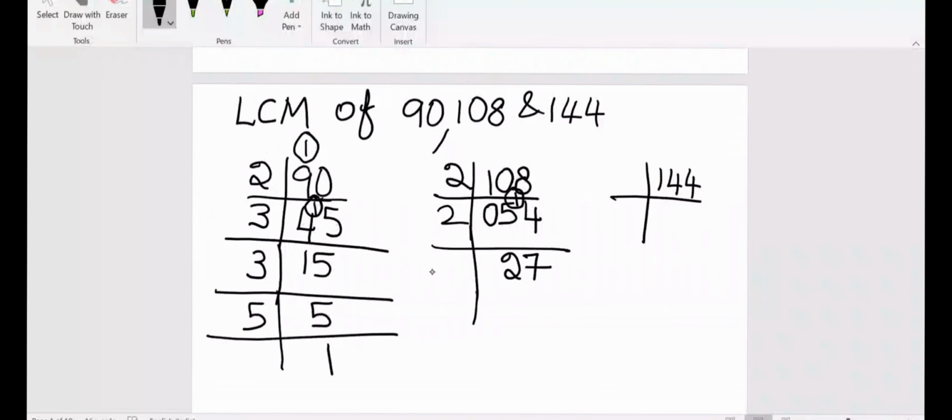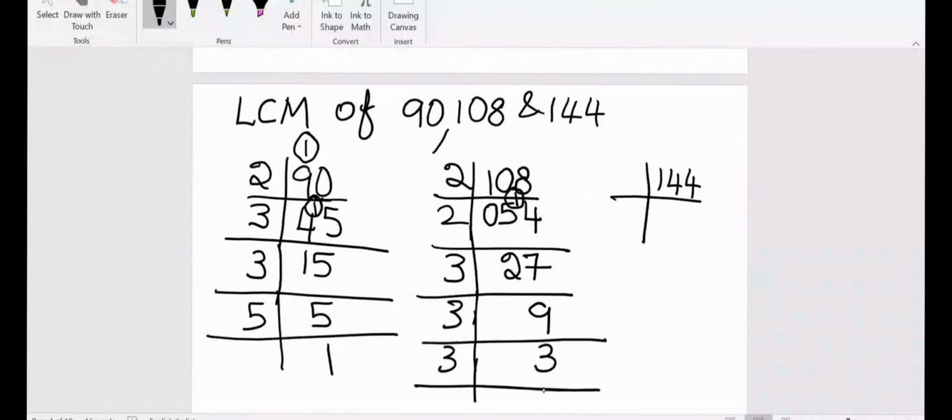Now I cannot proceed with 2 because this is an odd number. So here 3. 3 into 9, 27. 3. 3 into 3, 9. Again 3. Okay, next here we are getting the remainder 1. So here I should stop as I got the remainder as 1.